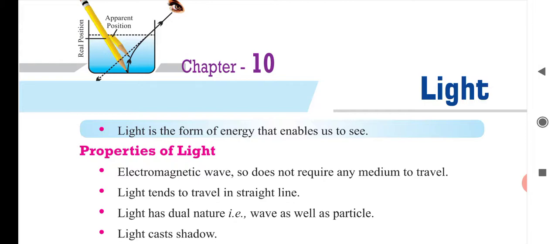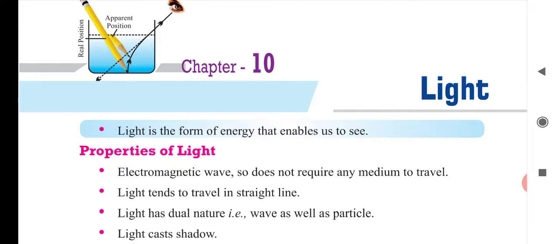For example, take vacuum. In vacuum there are no particles, yet light will travel through vacuum. That is the reason we say light is an electromagnetic wave. It does not require any medium, whether liquid, solid or gas. What is vacuum? Vacuum is free space which does not contain any particles. Light has the ability to travel through vacuum, that means it does not require any particles or material medium for its propagation. That is why we call it an electromagnetic wave.